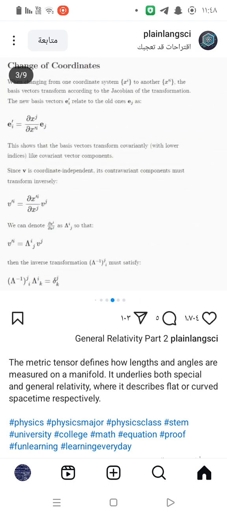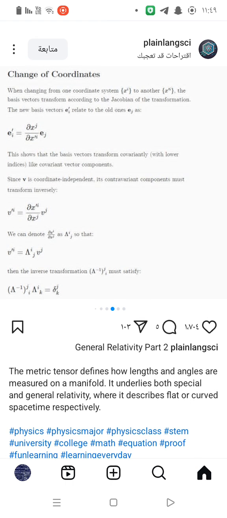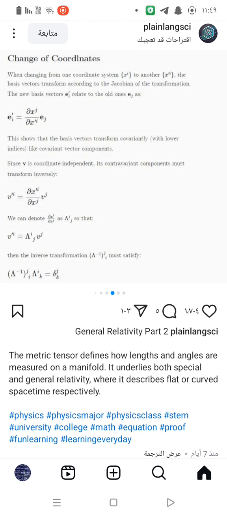Change of coordinates. When changing from one coordinate system x^i to another x'^i, the basis vectors transform according to the Jacobian of the transformation. The new basis vector e'_i relates to the old ones e_j as e'_i equals the derivative, as you see, partial x^j over partial x'^i times e_j.